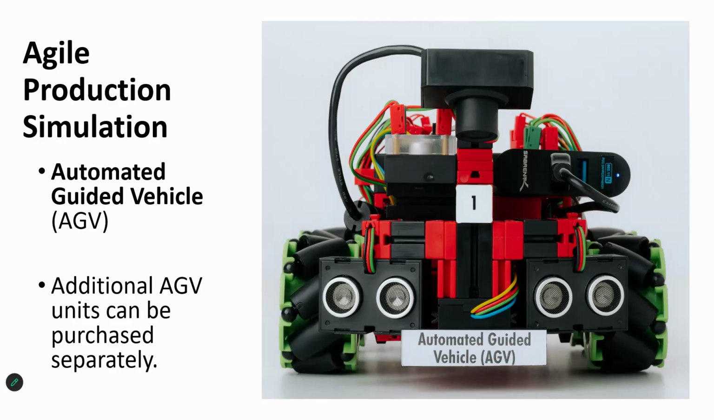Now, while each APS factory does ship with one of these AGVs, these automated guided vehicles, if you did wish to add an additional unit, an additional AGV to your factory floor, it can be purchased separately, and we'll touch on that after. And finally, I should mention the charging station.